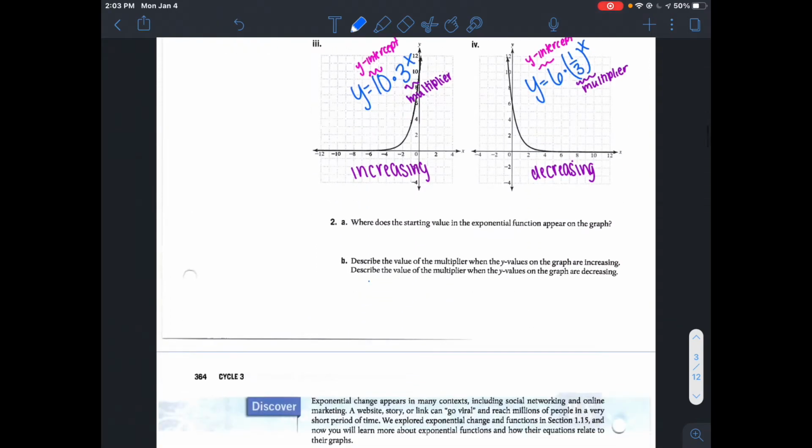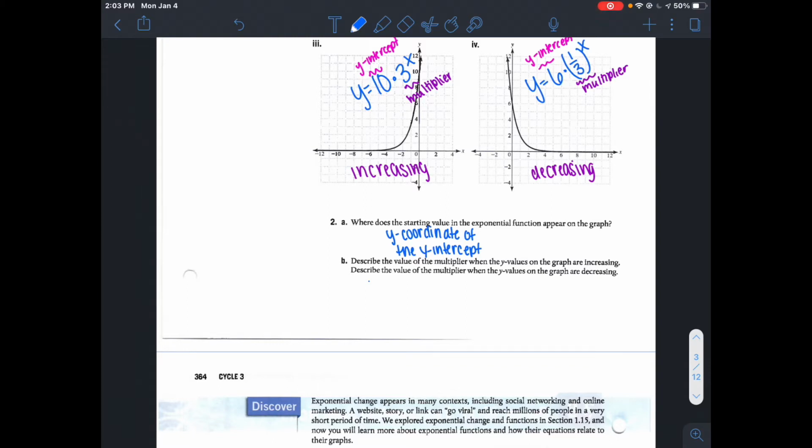Okay, number 2. Where does the starting value in the exponential function appear on the graph? I've said this multiple times. It's the y-coordinate of the y-intercept. So your starting value is the same thing as your y-intercept.